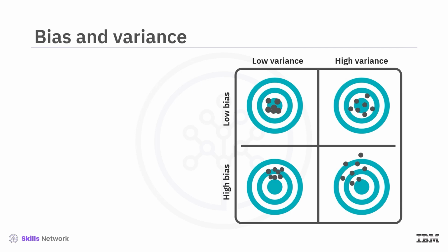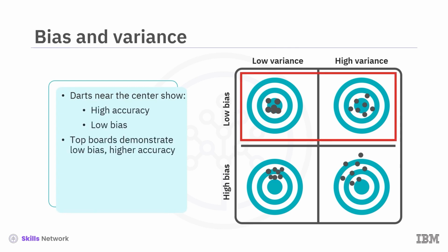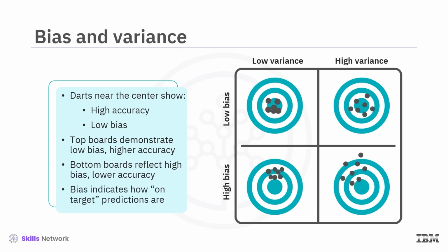Let's understand bias and variance with the 4 dart boards shown in the image. Closely grouping the darts near the center of the board indicates high accuracy and low bias. The top 2 boards demonstrate low bias, meaning they are more accurate, while the bottom 2 show higher bias, making them less accurate. Think of bias as how on-target or off-target the darts are.